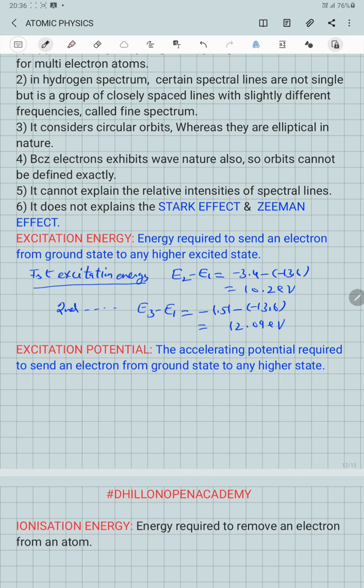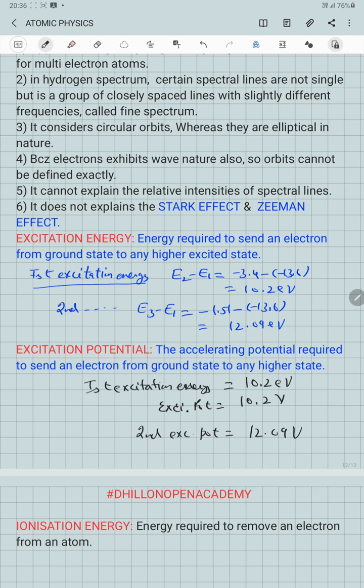We know that the first excitation energy is 10.2 electron volt. So we can directly write down the corresponding excitation potential, which will be equal to 10.2 volt. Second excitation potential: the second excitation energy is 12.09 electron volt. From here we can write its value directly as 12.09 volt.